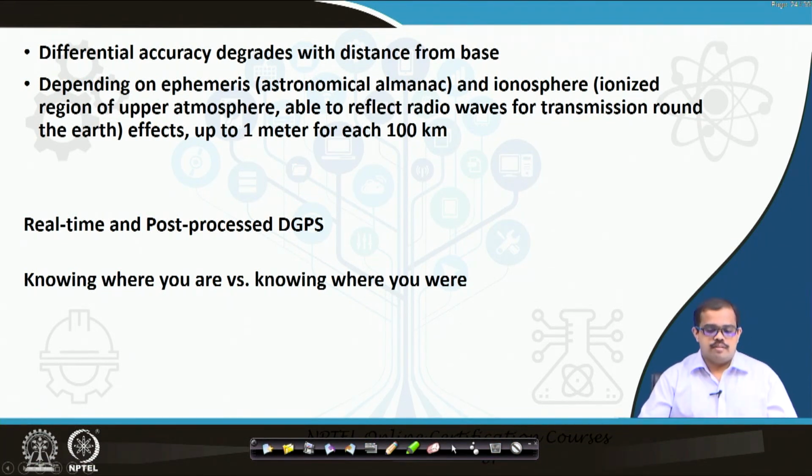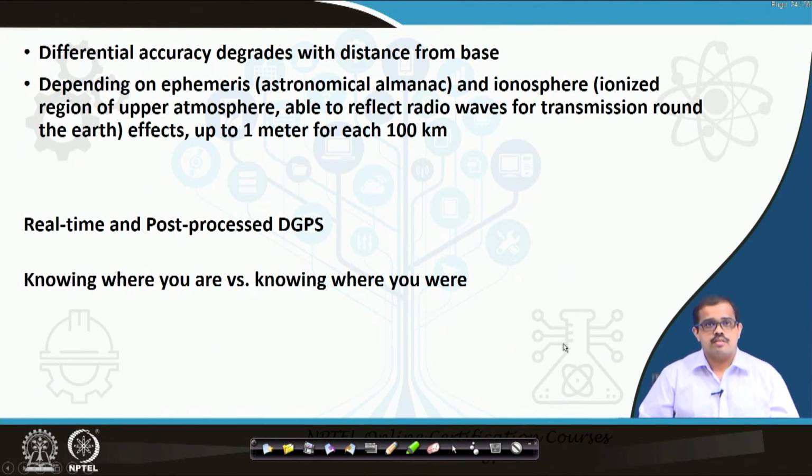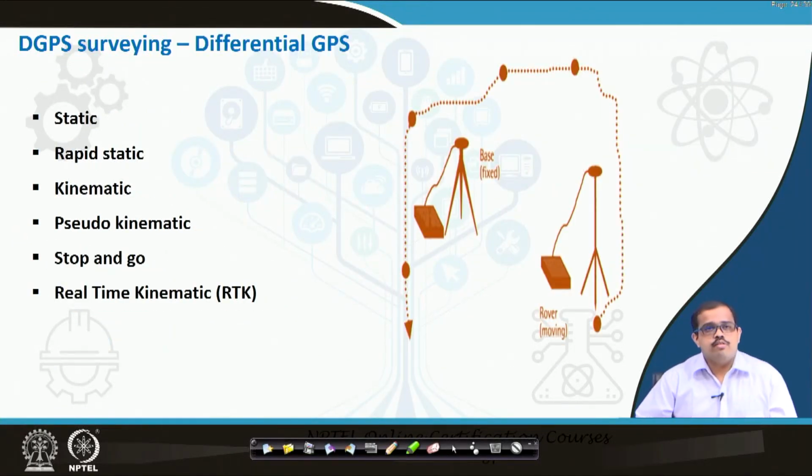Now, once we have understood what we mean by a differential GPS, let us also understand how the WAAS system works in terms of movement. Sorry for that. When you look at the DGPS surveying systems, each has different kinds of surveying: static, rapid static, then kinematic, pseudo kinematic, stop and go, real time kinematic.